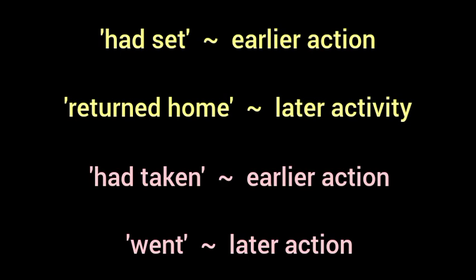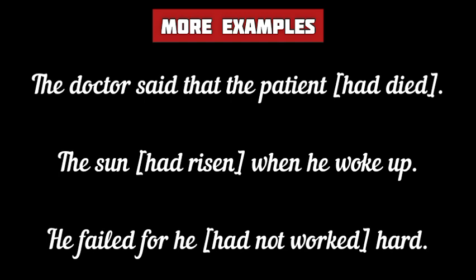The past perfect is necessary only when there are two past activities and we have to show clearly which activity took place earlier. Now let's see some more examples of the past perfect tense in sentences. The doctor said that the patient had died. Here the patient's dying is the earlier activity, so had died is in past perfect tense. In the same way, the sun had risen when he woke up. There are two past activities mentioned in this sentence: the sun's rising and his waking up. But the sun's rising is the earlier or first activity, so had risen is in past perfect tense.